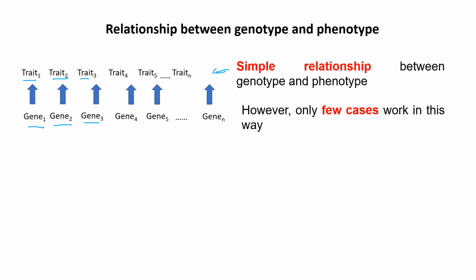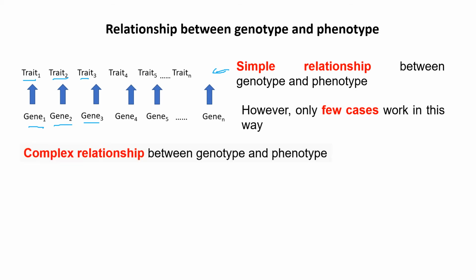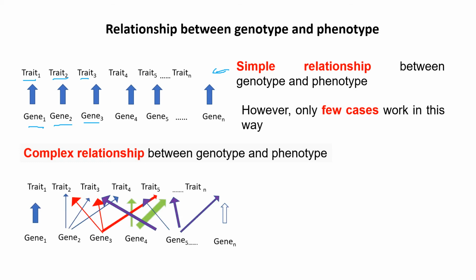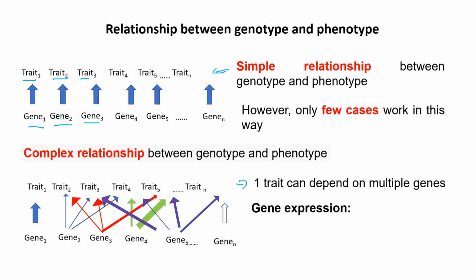Yeah, this only takes place in very few cases. What we generally have is a complex interaction between genotype and phenotype. Here I show you that one gene can affect multiple traits, and one trait can be affected by multiple genes, so there could be epistasis, and there could be pleiotropy. So one trait can depend on multiple genes, and also within that there could be different gene expression.